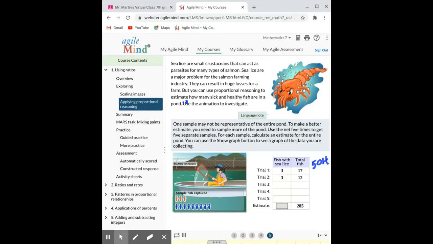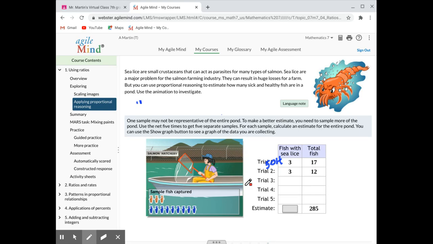All right, so once again, she caught 3 of them that were sick. But this time she only caught how many? 12 total fish. Correct. So we're going to take this and we are going to do the same as we just did. All right, so what do I need to do to set it up? Is it 3 over 12? And then the denominator of the next fraction would be 285 with an x.